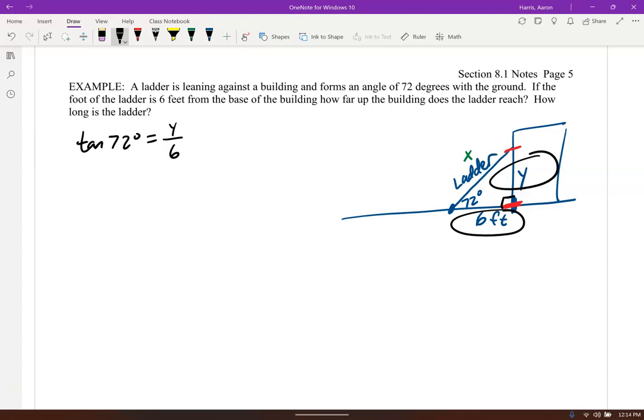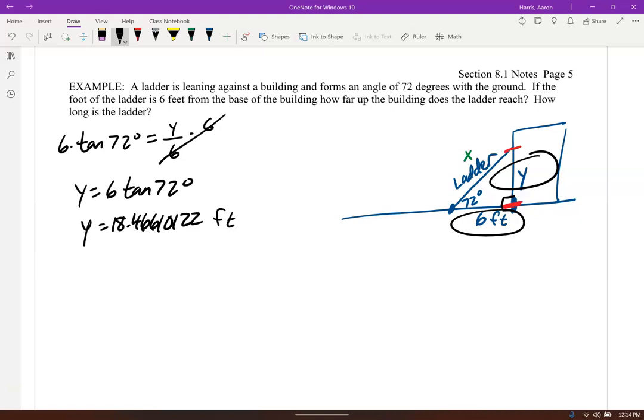I multiply both sides by 6. Y equals 6 times the tangent of 72 degrees. Let me punch that in. And this is in feet. So 18.47 feet if you're going to round that to 2 decimals.